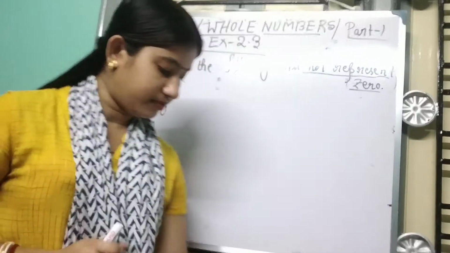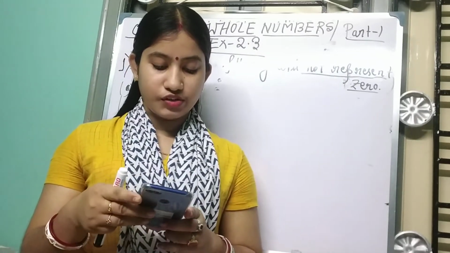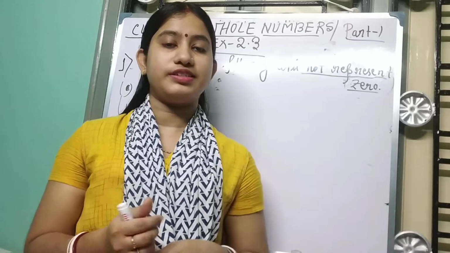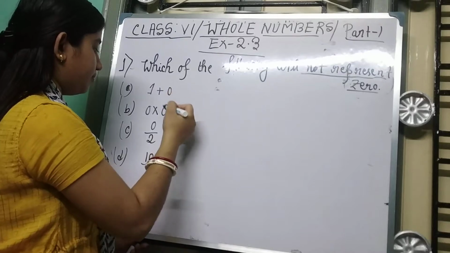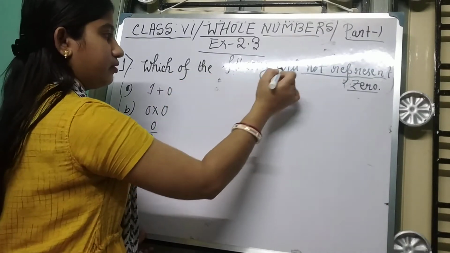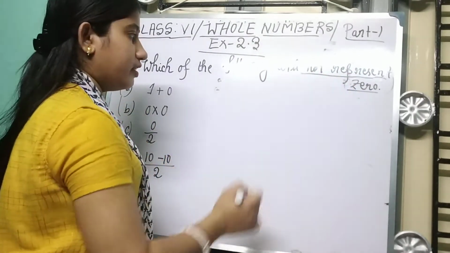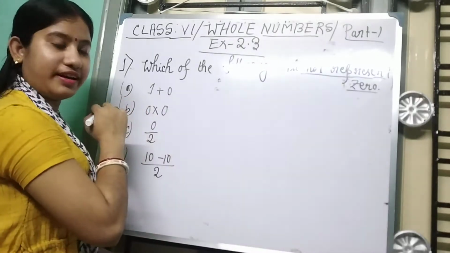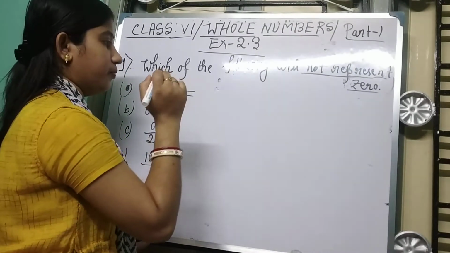Now at first, number 1, it says which of the following will not represent 0. Here are given options A, B, C, D. Which of the following will not represent 0? Now, first we check option A. Here we see 1 plus 0.